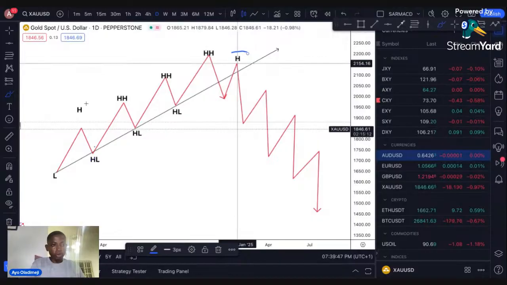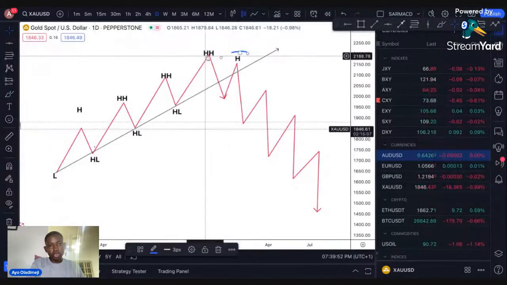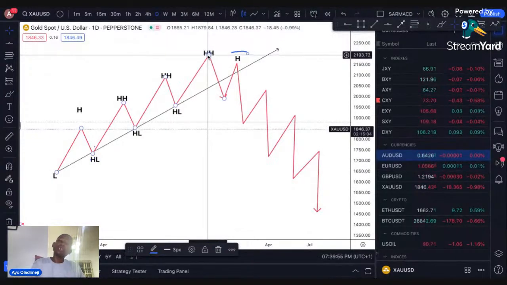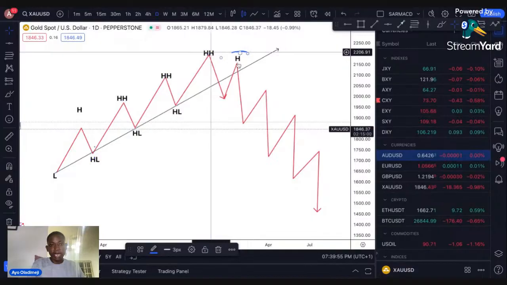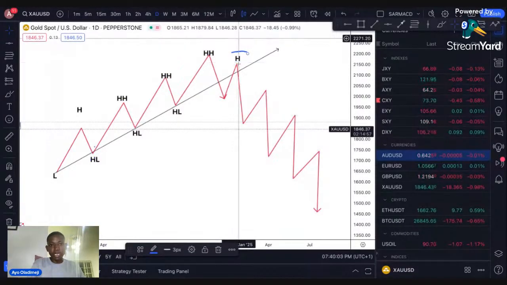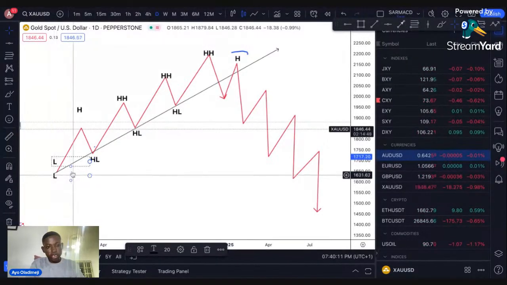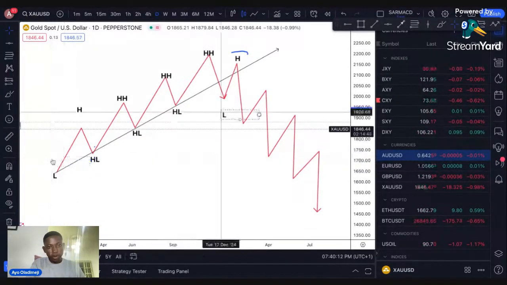Now if we continue, we see that this high did not break this high. So this one is a higher high, this one is a high. If it broke this high, we call it a higher high, but now it didn't break it, so it's a high. And then what is a high will produce a low. So what you see here is that we have a low here now.